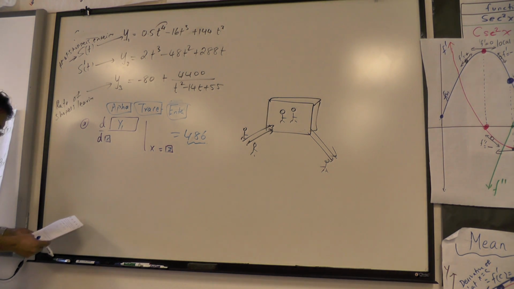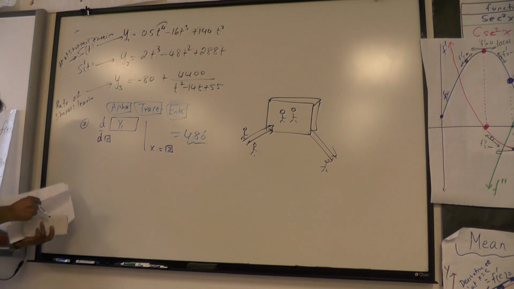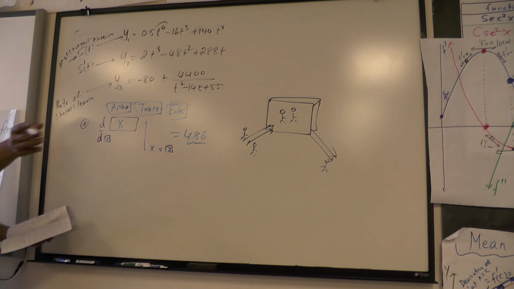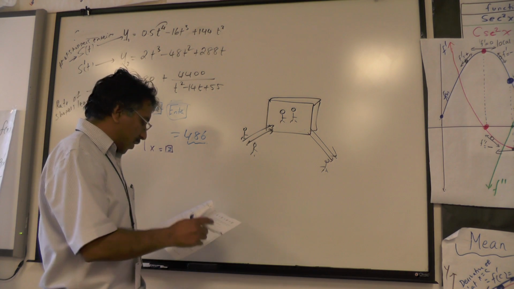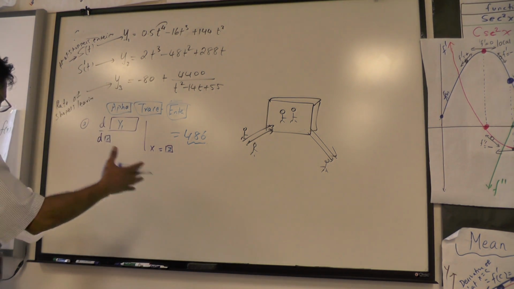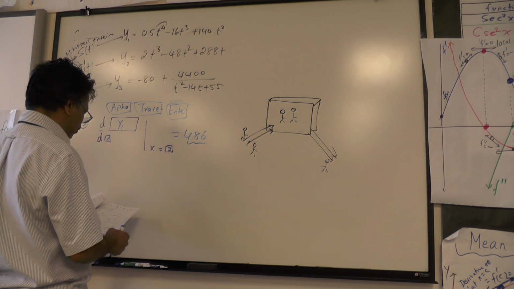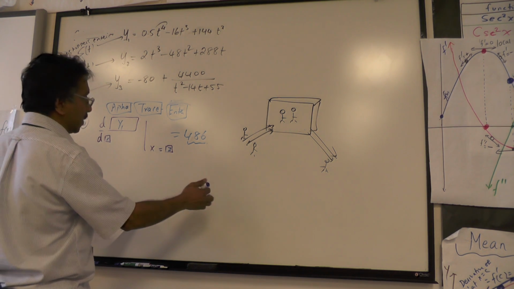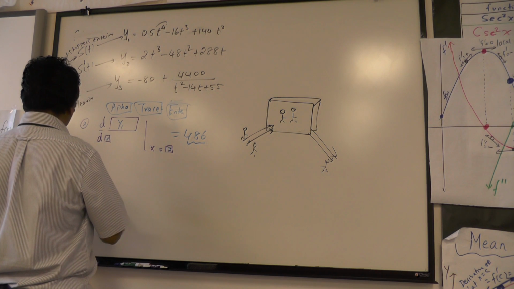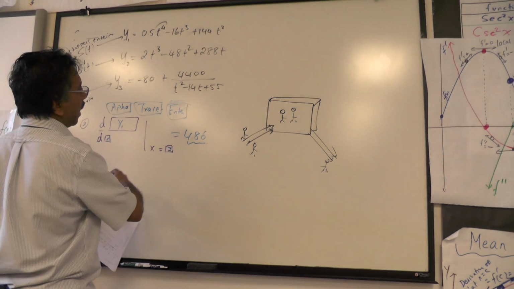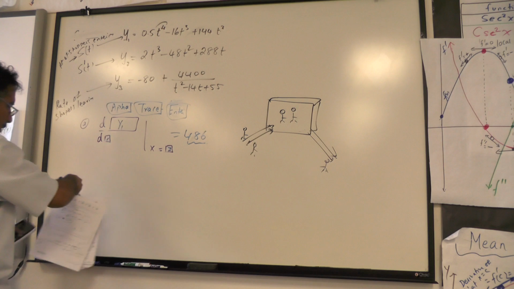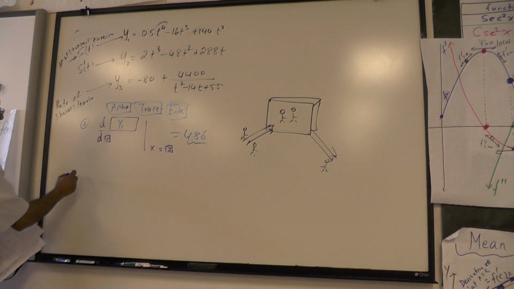So if you want, you can write that in nice words also. Average rate at which shoppers are entering, you already have it on your handout. So average rate at which shoppers are entering the store in shoppers per hour is 486 at that moment. Now look at the next question, B part.